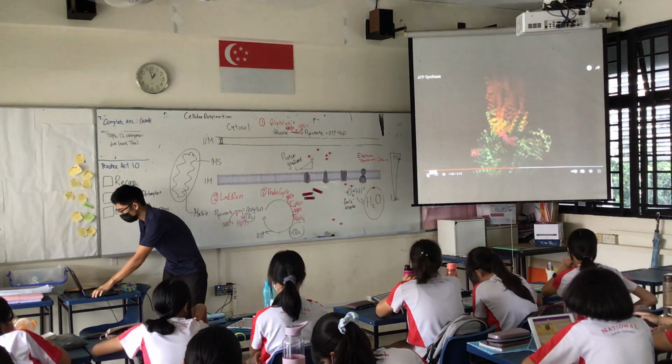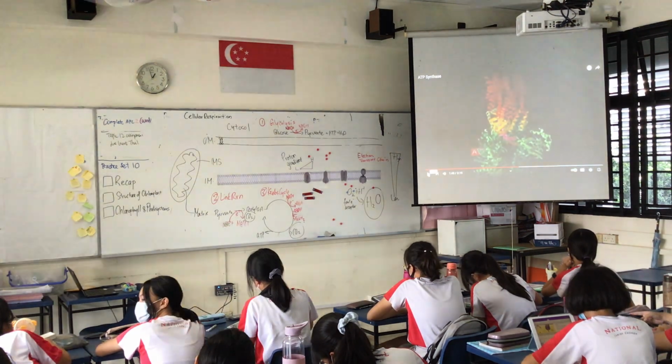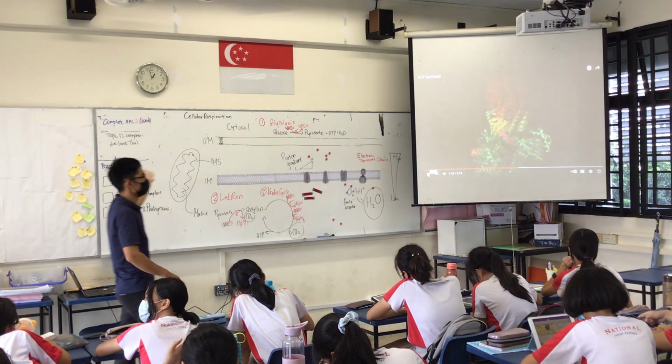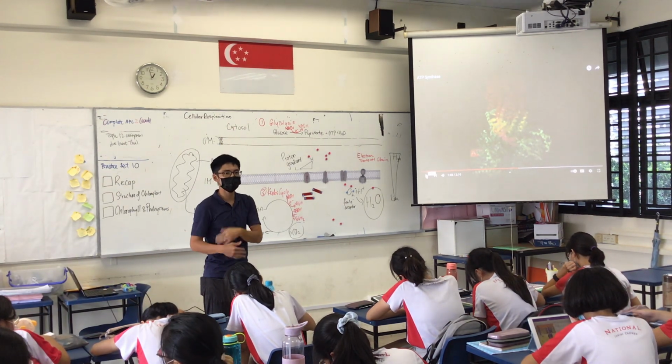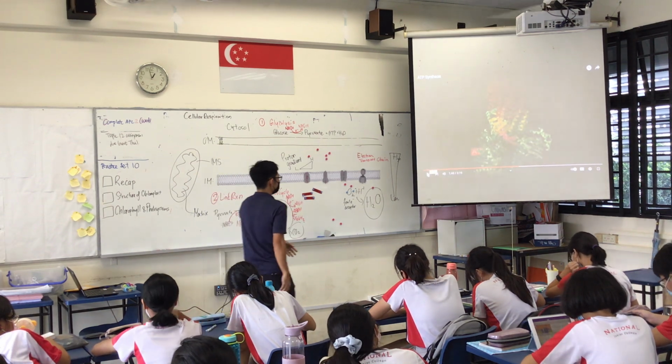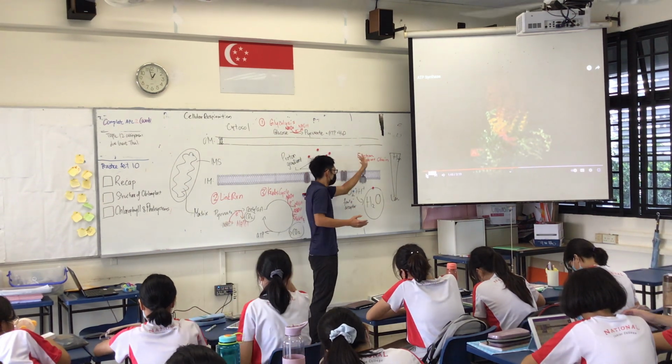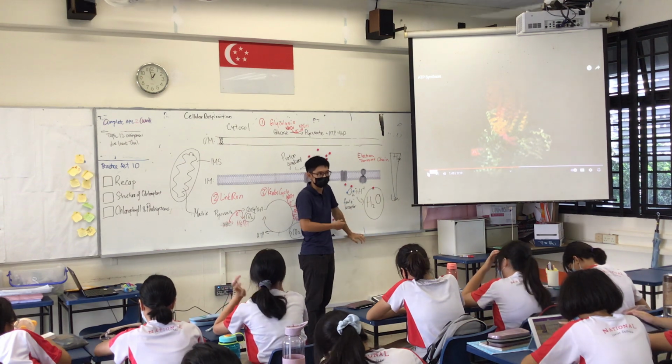Okay, so that is a little glimpse of how ATP synthase works and why we require the ions to flow through it. You do not need to know the details at all. I'm just showing it to you so that you can appreciate it. Because students always wonder, so why do we need to flow through? This is why we need to flow through.